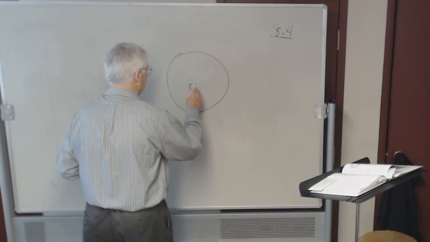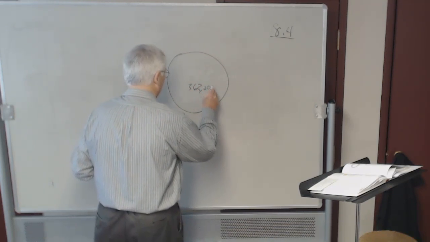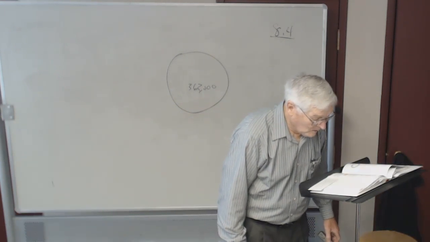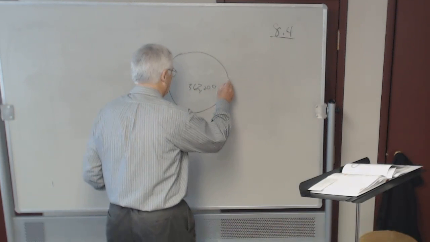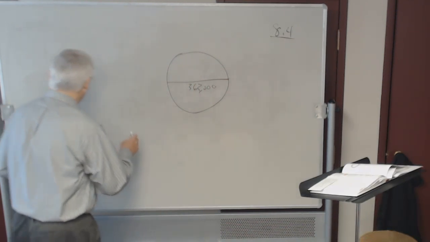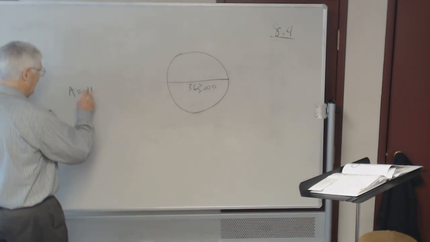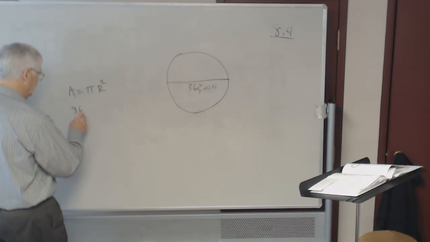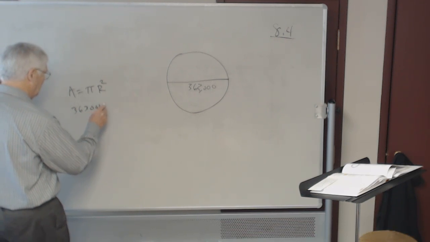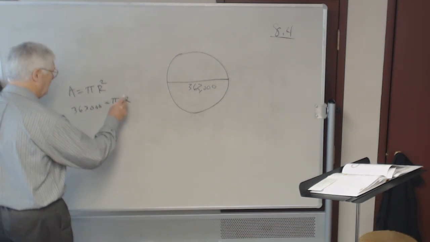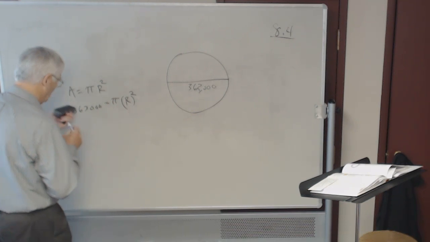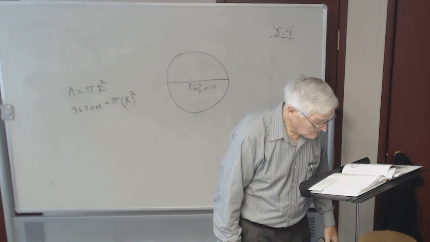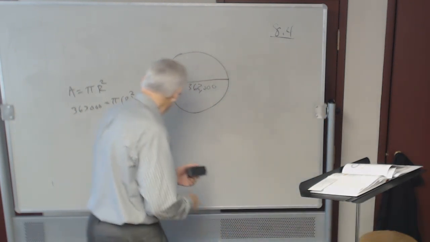And that's 363,000 square feet. Is that what they said? What's the diameter of this arena? Area is pi times the radius squared. So 363,000 is pi times r squared. Well, did they tell us what to use for pi? That was nice. Use 3.14.